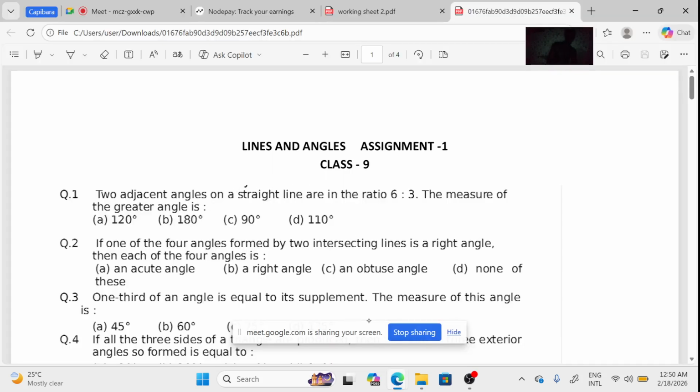Starting from the first question, it said two adjacent angles on a straight line are in ratio 6:3. So the measure of the greater angle is what? Like we did it last week, if you still remember. So this is a straight line.